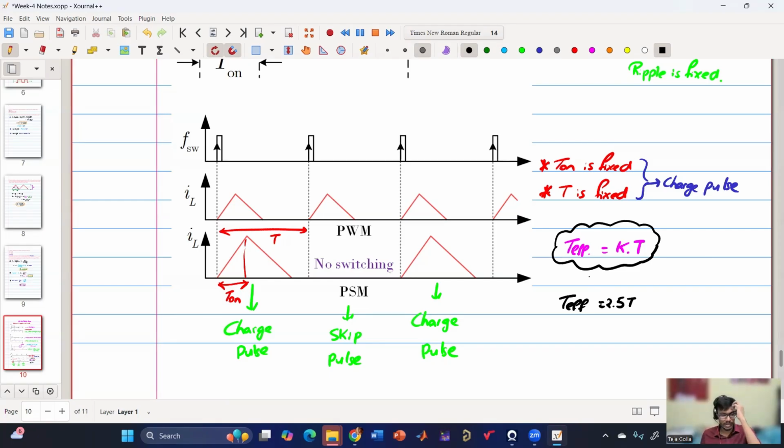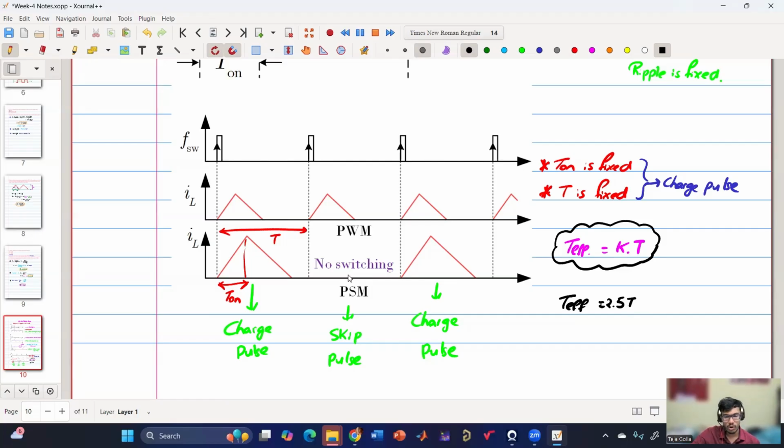Then how can I get 2.5T? Because my T effective is K into T, right? So in this case, how are we getting 2.5T? Anyone? By skipping one pulse. Yes. So basically, effectively you can get T, 2T, 3T, 4T, 5T, right? But you cannot get 2.5T. So you will not get 2.5T directly from here.